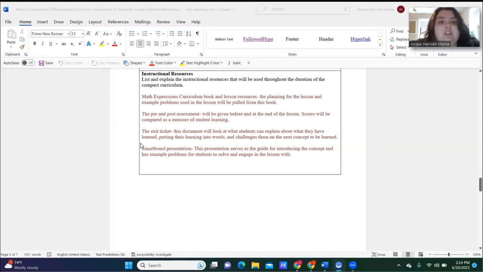The only resource not mentioned directly was the Math Expressions curriculum, and it was used for planning the lesson and the example questions.